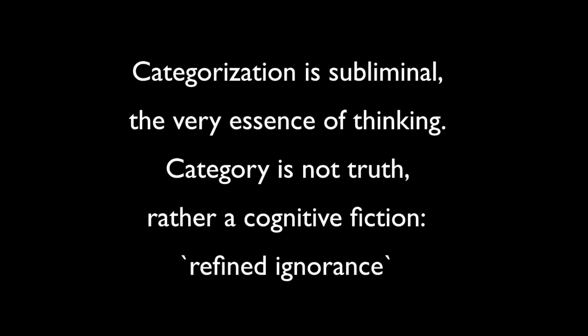We categorize without even thinking. Categorization is subliminal, the very essence of thinking. Category is not truth, but merely a cognitive fiction, what Nietzsche called refined ignorance. An act of choice, albeit a necessary one, that convinces us that we have explained our situation. Now, when it is a computer collecting data rather than our senses, as with big data systems, then there still needs to be categorization, only now it will be mostly pre-programmed. Either way, in using the subsequent data, we never explain anything. We merely describe, hopefully convincingly, to ourselves and to others.